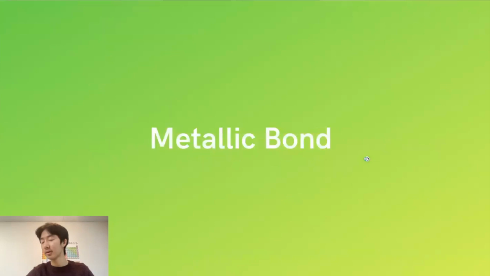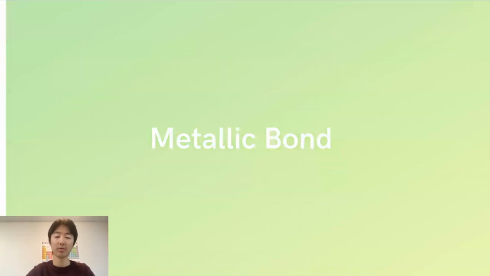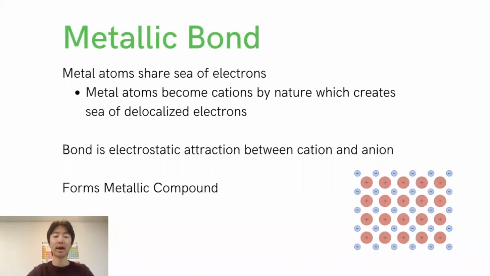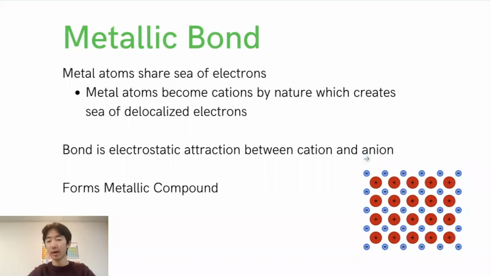And last but not least, we have metallic bonds. Metallic bonds are essentially when you have metal atoms without nonmetals, only metal atoms. By nature, metal atoms lose electrons to become more stable. So when you don't have any nonmetals to bond those electrons to, the delocalized electrons create a sea of delocalized electrons just flowing around, right?